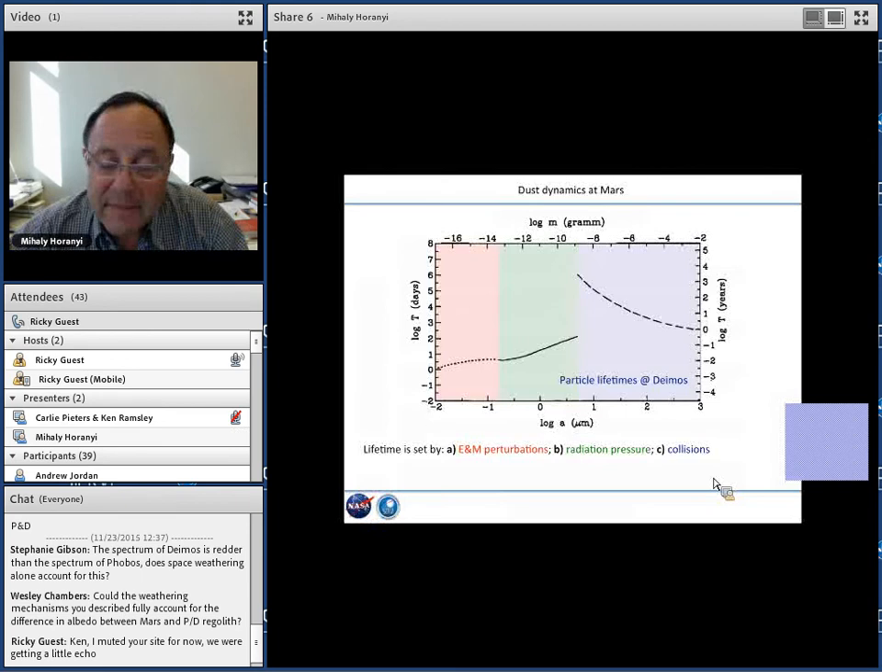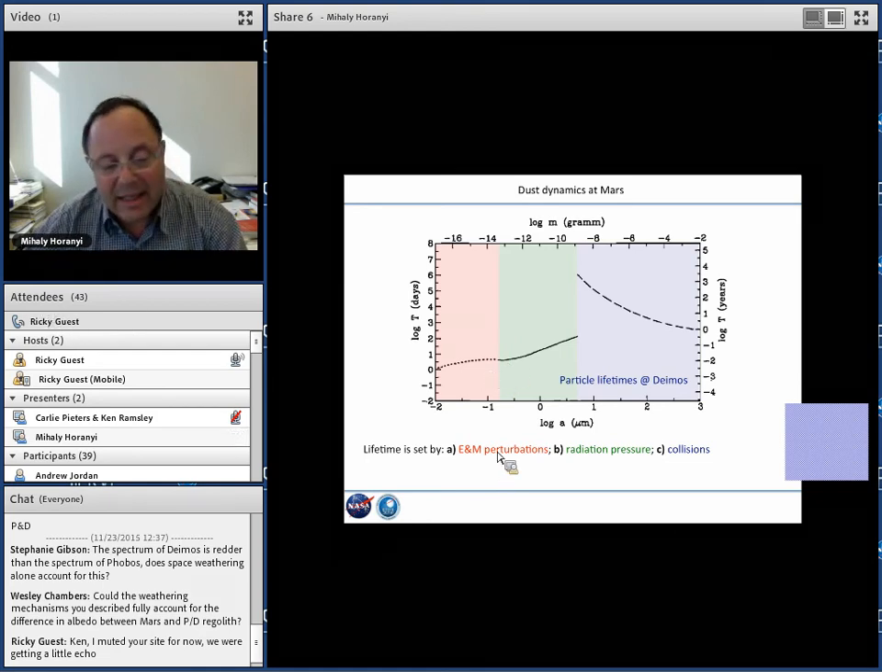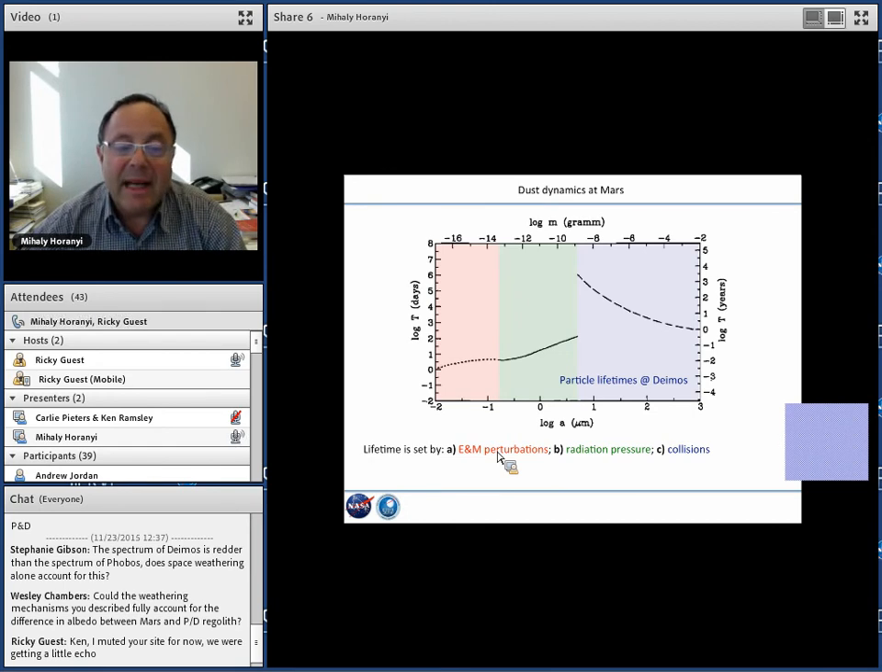So, just like the moon, Phobos and Deimos are also exposed to interplanetary dust particles. They have a regolith, so I expect there is an ejecta cloud around them, and we could certainly build a model. And this is what I expect for the lifetime of particles ejected from Deimos as a function of their radius in microns. Depending on their size, if they are really tiny, the solar wind induced electromagnetic effects would limit their lifetimes to be very short. In less than a day, they're going to be picked up and carried away by the solar wind.